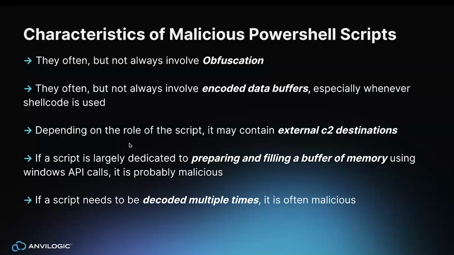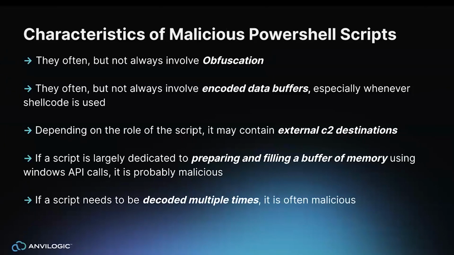It may contain C2 servers, so you're always going to want to be looking out for C2. And I'll show you what that looks like in a script in a bunch of different ways when we get to the examples. If a script involves basically just preparing and putting stuff in memory with API calls, it's probably malicious, just because that low level of code is very beneficial to a malware author. But most legitimate stuff is higher level and doesn't have to actually manipulate memory directly. But for malware, it's beneficial. And it's beneficial to use it with PowerShell as well, just because the engine has a really close connection with Windows.